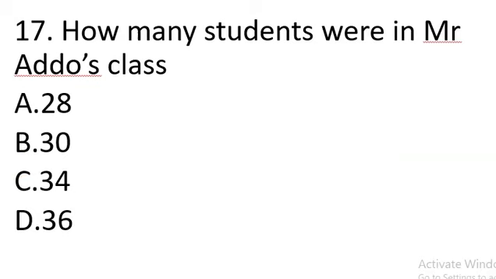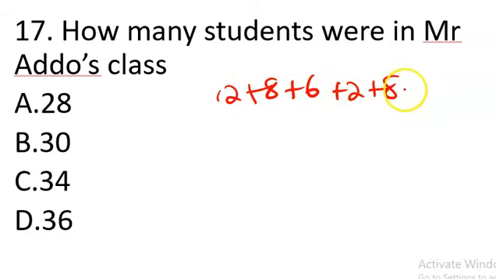We add the number of students for each drink, and we are going to get 12 plus 8 plus 6 plus 2 plus 8. That will give us 36. So these are the number of students who like various drinks. So 36, the answer is D.